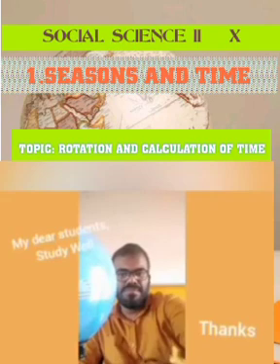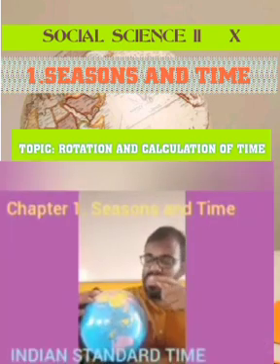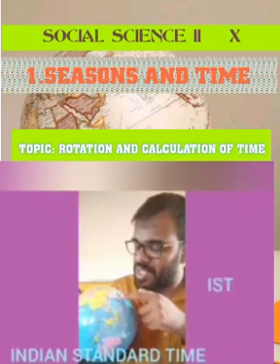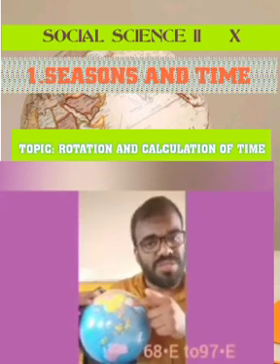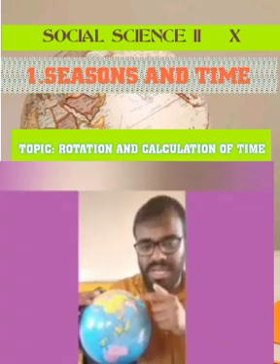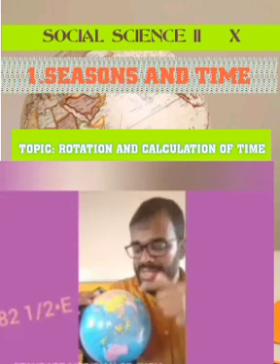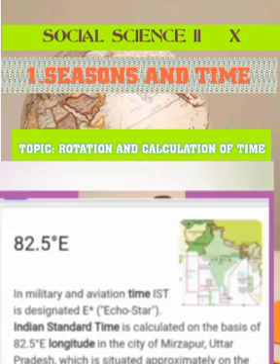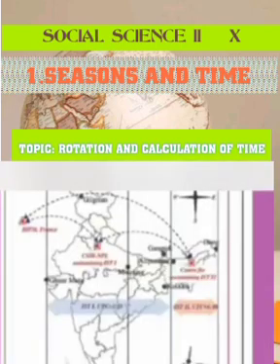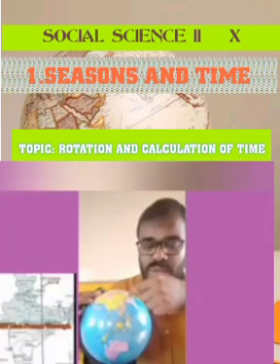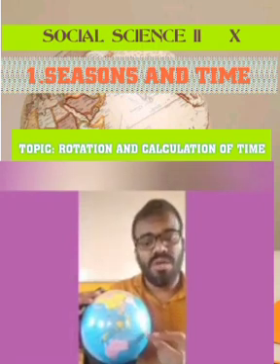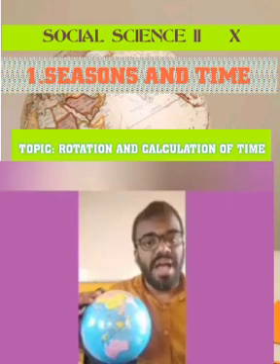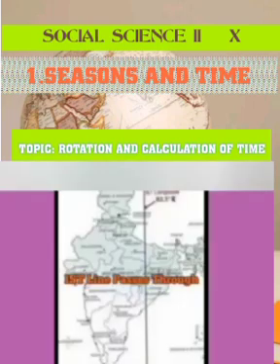India's longitude extends from 68 degree east to 97 degree east. The 82.5 degree east longitude, which passes almost through the middle of these longitudes, has been fixed as the standard meridian of India.